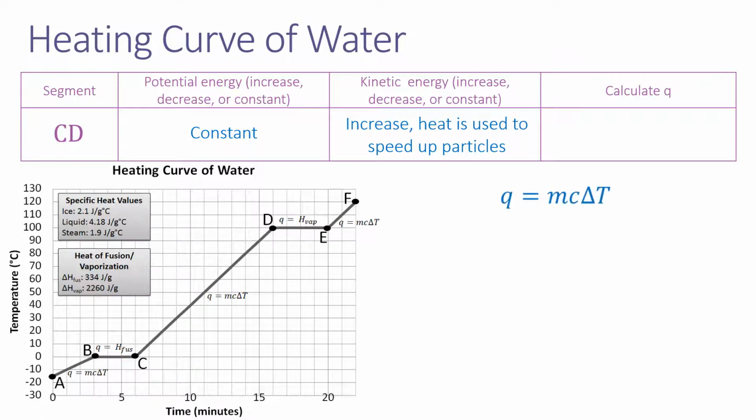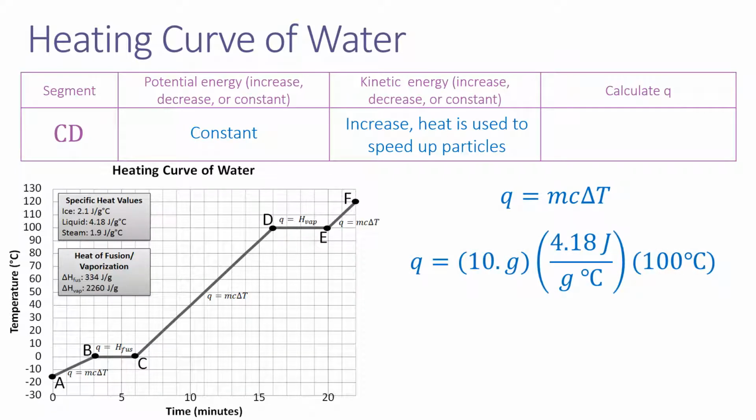To calculate Q, again, because we have a delta T, we can use Q equals mc delta T. So the mass is still the same. We're going to use the specific heat for liquid water, which is 4.18 joules per gram degree Celsius. And the temperature is going from 0 all the way up to 100. So we have a delta T of positive 100. So I get 4,180 joules. This number needs to be rounded to have 2 sig figs, so I get 4,200 joules as my value for Q.